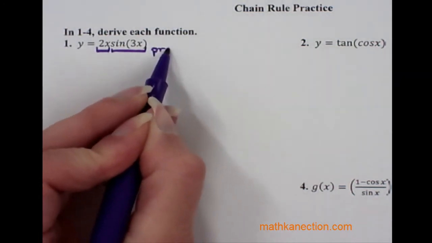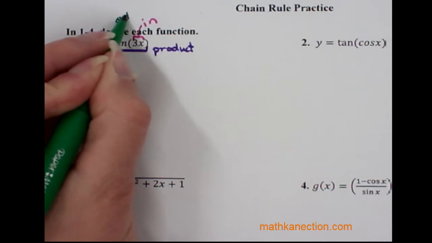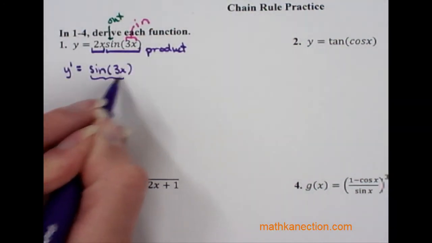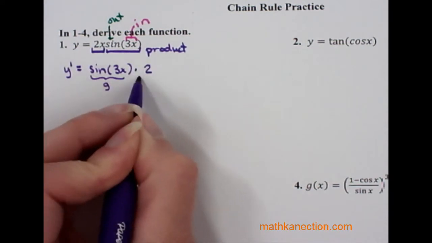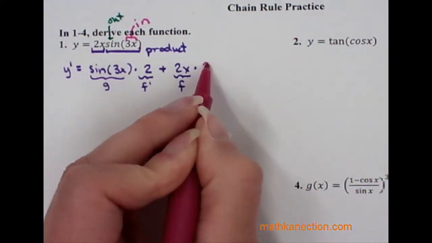Take the derivative as a product, which is 2x times sine of 3x. Sine has an inside, which is 3x, and the outside is sine. So we take the derivative, it's going to be the g, which is sine of 3x, multiplied by the derivative f, which is 2, plus f, which is 2x, multiplied by the derivative of g.